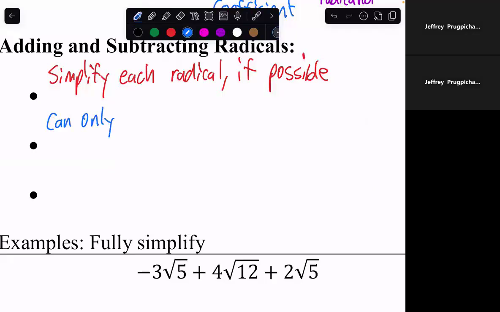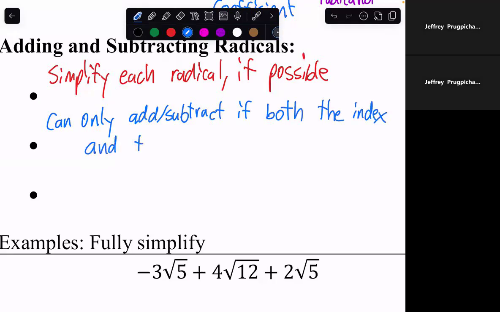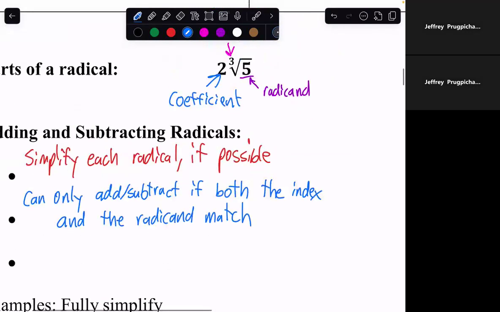So the rule is you can only add or subtract if both the index and the radicand match. Okay, so if either or both of those are different, you cannot add the two terms together. Okay, so out of the three parts, the coefficient, the index, the radicand, two of them need to match. The only one that's allowed to be different is the coefficient.